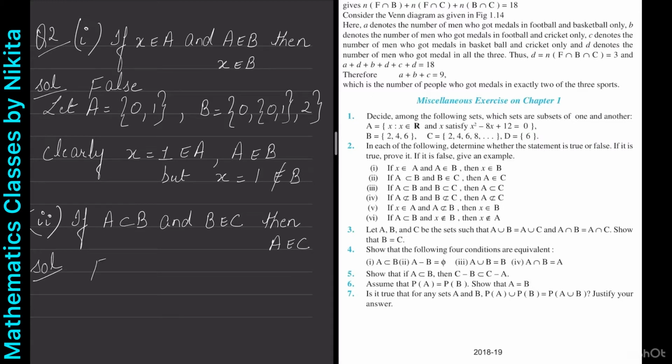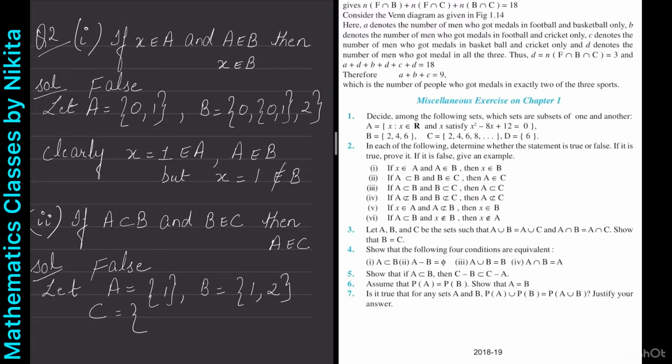So this is false. So I am constructing the sets. So let A equal to... So let's start with singleton 1. You don't have to cram. You can construct your own. Now I want to construct B in such a way that A is a subset of B. So let us create B as {1, 2}.